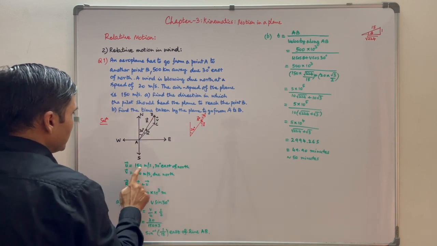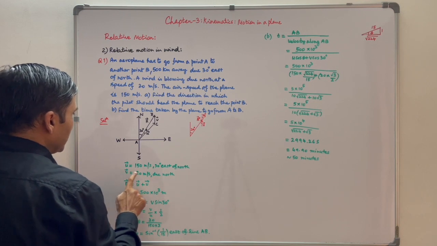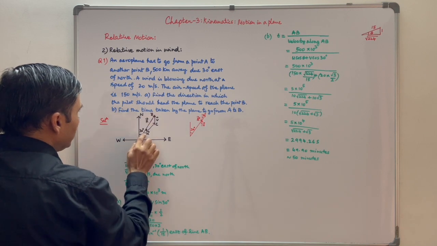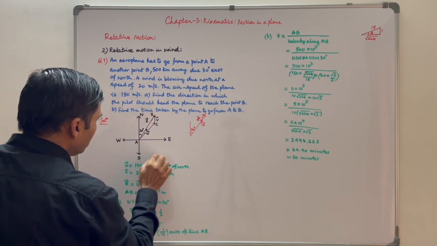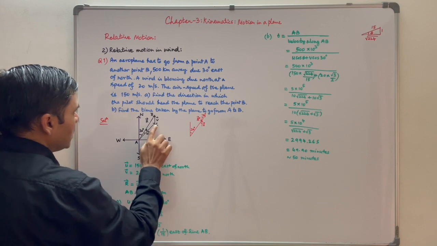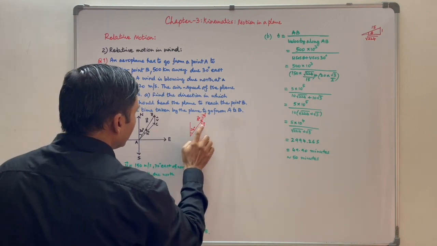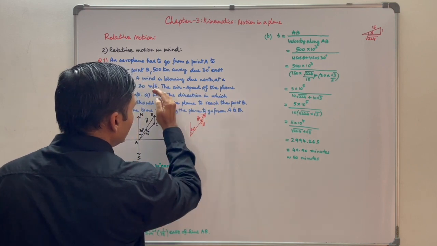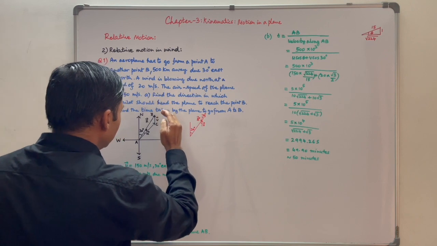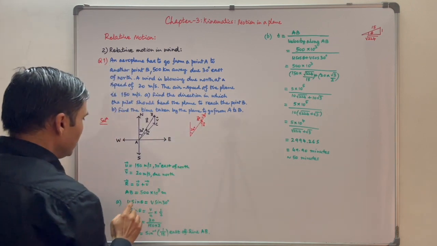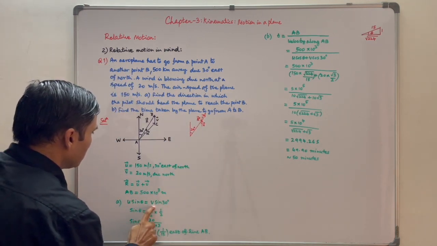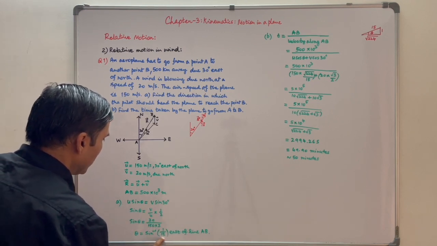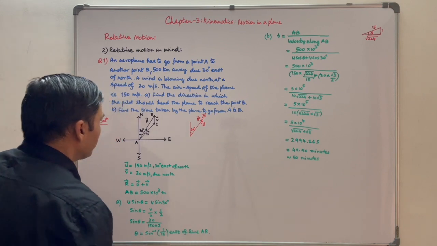So U is given as 150 meter per second, V is given as 20 meter per second. Component of U along the line AB will be U cos theta and perpendicular to it will be U sin theta. Similarly, component of V along the line AB will be V cos 30 degree and perpendicular to it will be V sin 30 degree. So perpendicular components will cancel each other. So U sin theta is equal to V sin 30 degree or theta is equal to sin inverse 1 by 15 east of line AB.